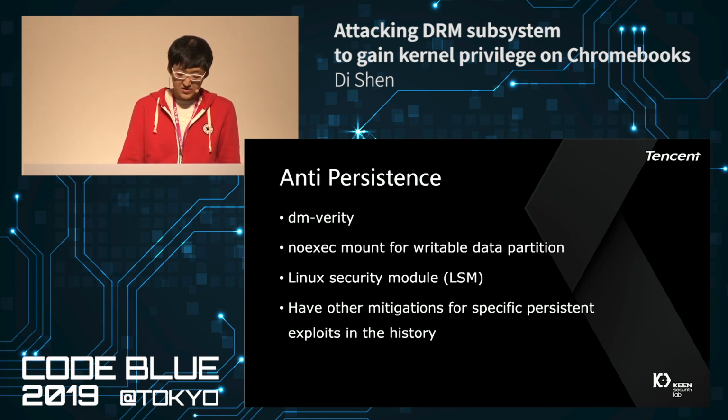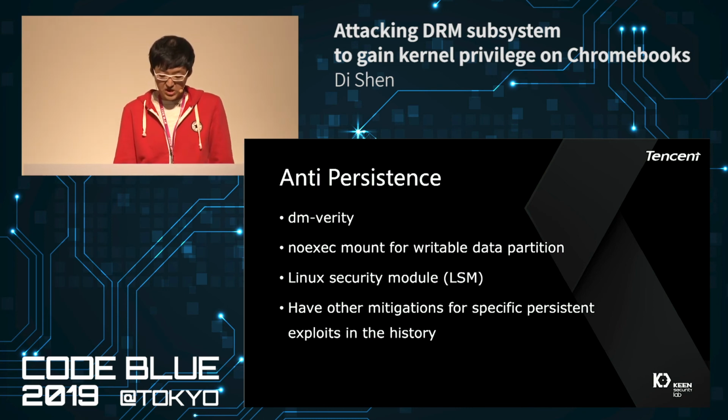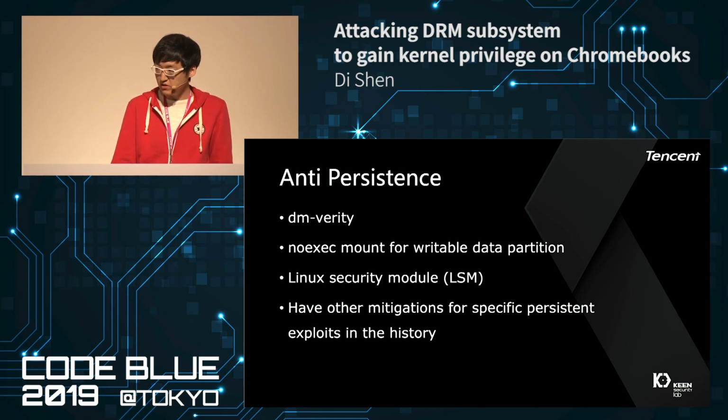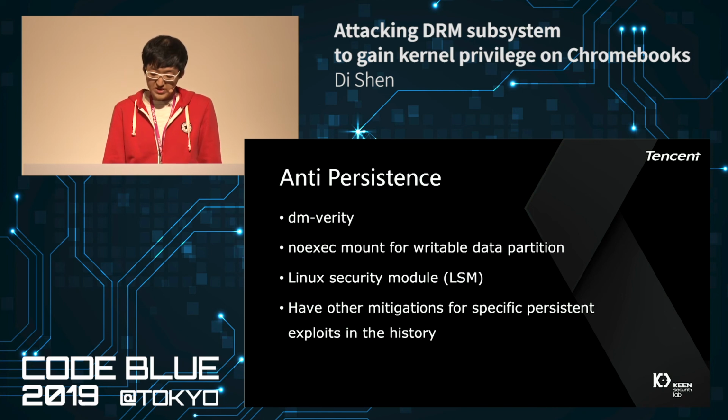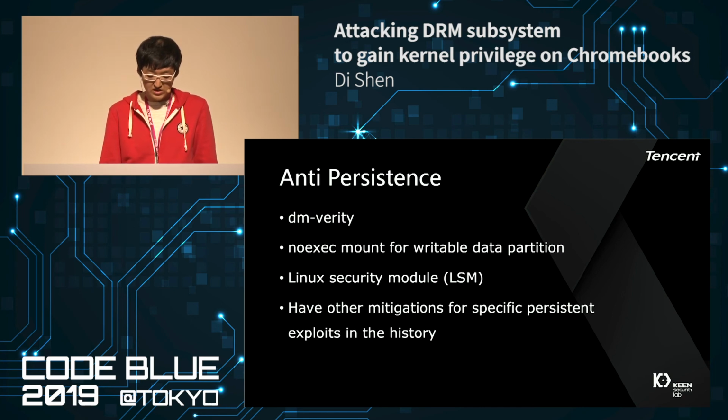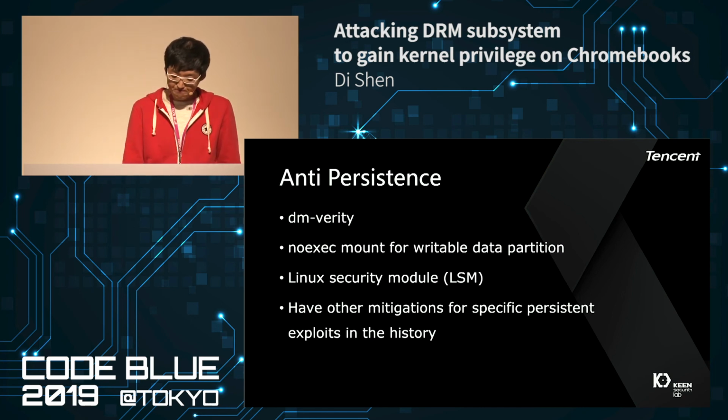Chrome also has other mitigations for specific persistent exploits in the history. That is because, benefiting from the Google Chrome VRP, the Vulnerability Reward Program, Google received many reports on persistent exploits, so they can keep improving the anti-persistence logic on Chrome OS.